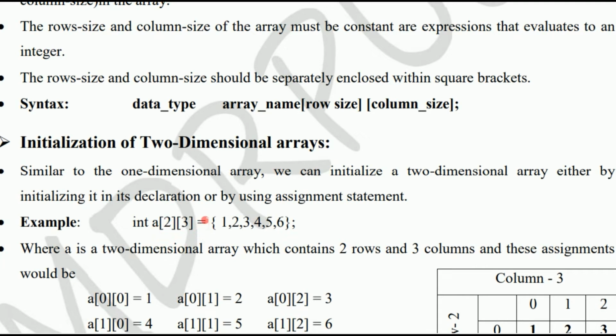Maybe int a of 2, 3. That means we have to take 6 values. Then in curly braces 1, 2, 3, 4, 5, 6, then a semicolon. Okay.